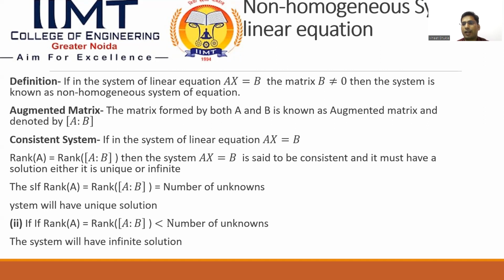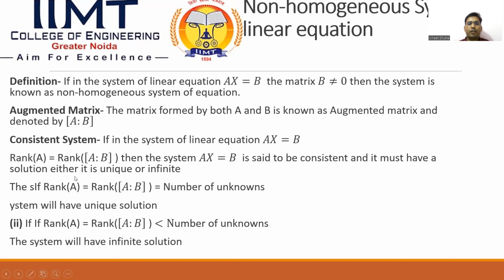Augmented matrix: a matrix formed by both A and B is known as the augmented matrix and is denoted by A|B. Consistent system: if in the system Ax equals B, the rank of A equals the rank of the augmented matrix, then the system Ax equals B is said to be consistent. That is, it must have a solution, either finite or infinite.